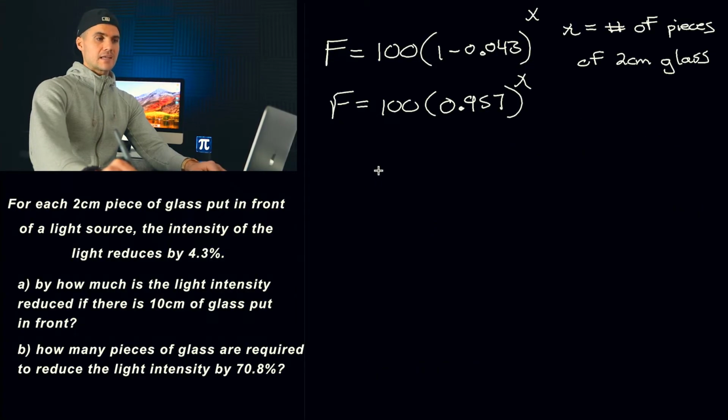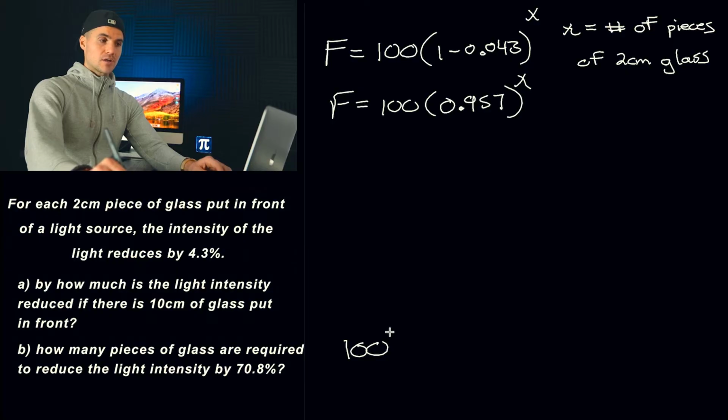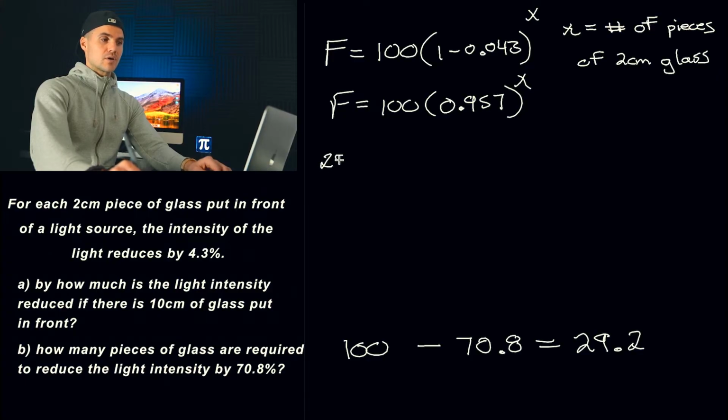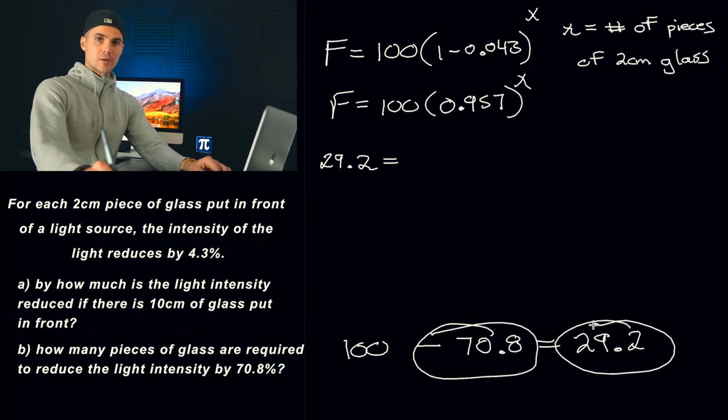Now in part C, what they're asking is how many pieces of glass are required to reduce the light intensity by 70.8%. So again, you got to be careful here. You don't plug in 70.8 for the F value, the final value. So let's think about this. You're starting at 100. You're reducing the light intensity by 70.8. So now your final light intensity is going to be 29.2%, right? So 29.2 is what you plug in for F. This is how much it decayed by. This is the final amount right here.